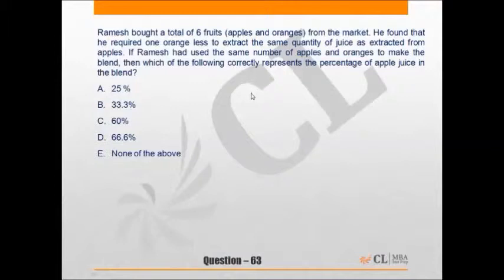The given conclusion is possible only if he bought either 2 or 3 apples. Had he bought 4 or more apples, he would not have been able to conclude whatever he concluded after buying these 6 fruits. Now it is asking, if Ramesh had used the same number of apples and oranges to make the blend, then which of the following correctly represents the percentage of apple juice in the blend?